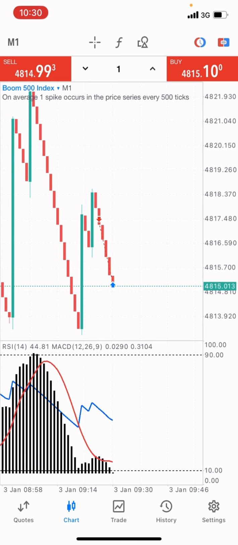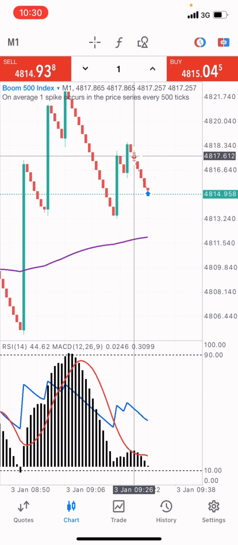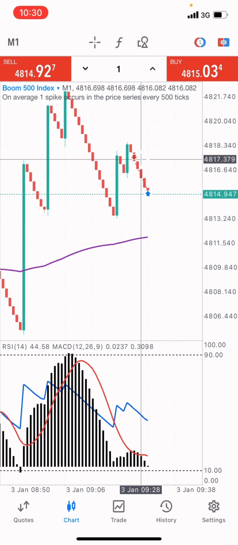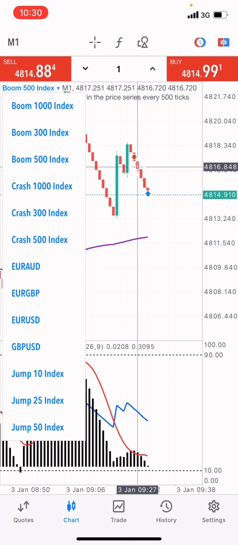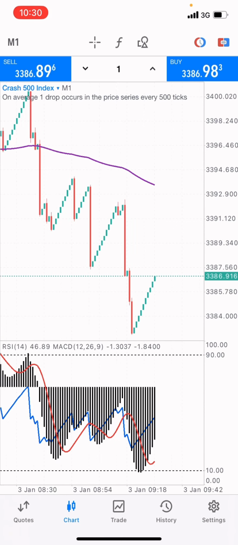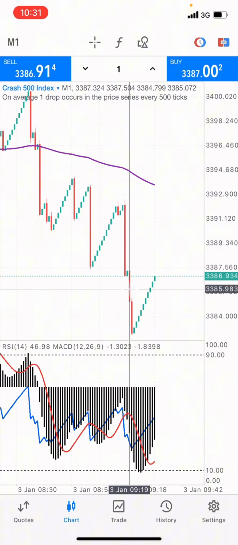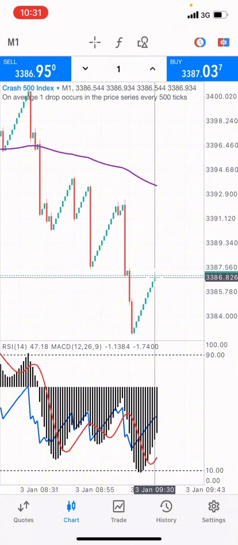Okay, now I'm going to go to the crash 500 index and see if I can take advantage of small price movements like I just did. We just made $2 profit from this market, which I just showed you guys right now. So what I'm going to do is to go to the crash 500 index market and see. So we're on the crash 500 index market right here. I'm going to try and scalp this market and see if I can make profit from this market as well.